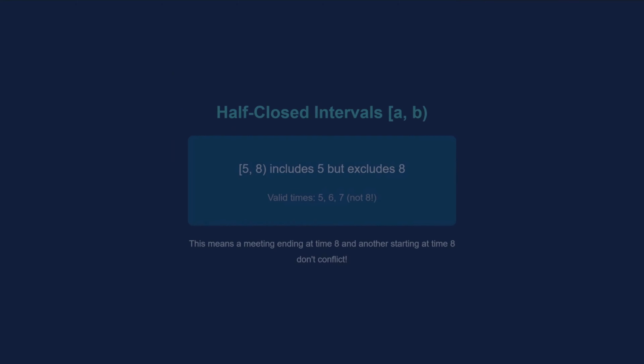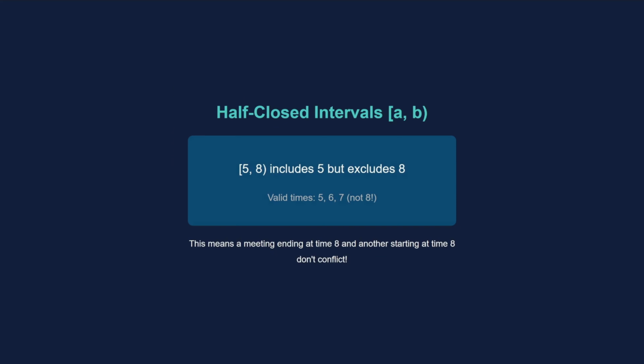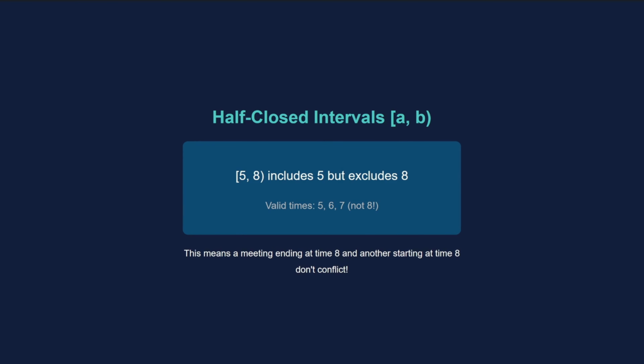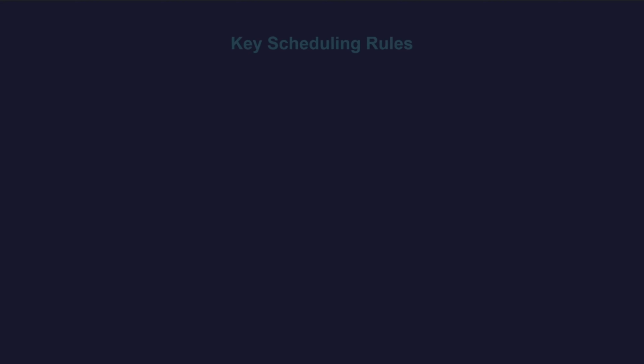Let me explain what half-closed intervals mean, as this is a common source of confusion. As shown in the highlighted box, the interval [5, 8) includes time 5 but excludes time 8. So the valid times are 5, 6, and 7, not 8. This is crucial because it means a meeting ending at time 8 and another meeting starting at time 8 don't actually conflict. They can use the same room consecutively without any gap. This notation is standard in computer science and helps avoid off-by-one errors in scheduling problems.